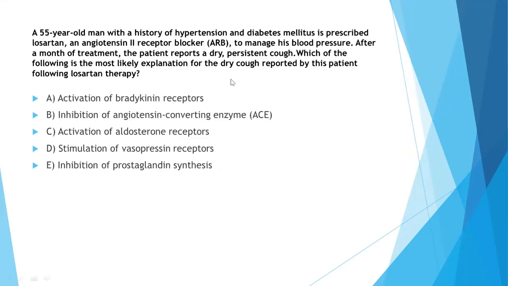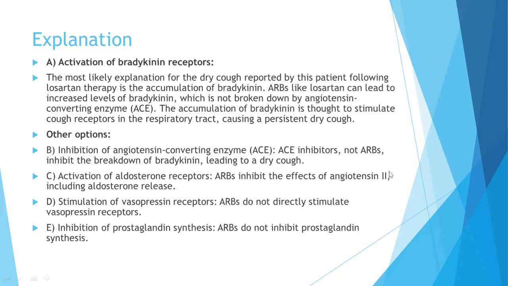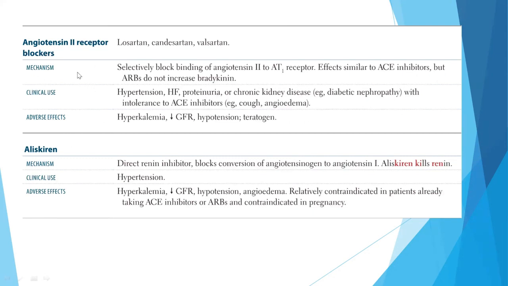Which of the following is the most likely explanation for the dry cough reported in this patient following losartan therapy? Activation of bradykinin receptor, inhibition of angiotensin converting enzyme, activation of aldosterone receptors, stimulation of vasopressin receptors, or inhibition of prostaglandin synthesis. The most likely explanation for the dry cough reported by this patient following losartan therapy is the accumulation of bradykinin. ARBs like losartan can lead to increased levels of bradykinin, which is not broken down by angiotensin converting enzyme. The accumulation of bradykinin is thought to stimulate cough receptors in the respiratory tract, causing a persistent dry cough.